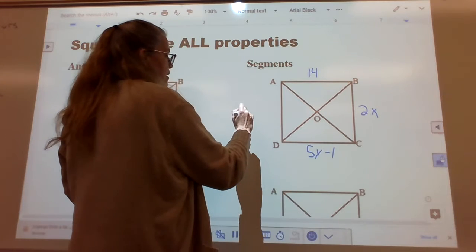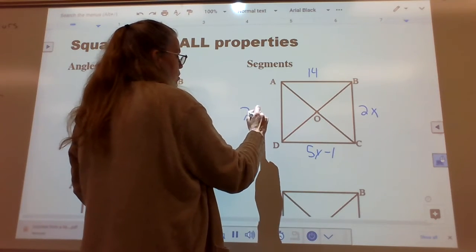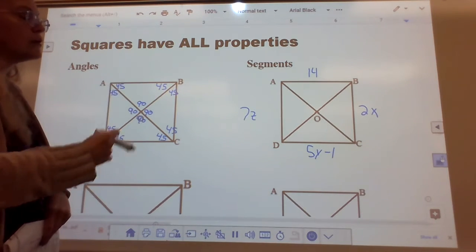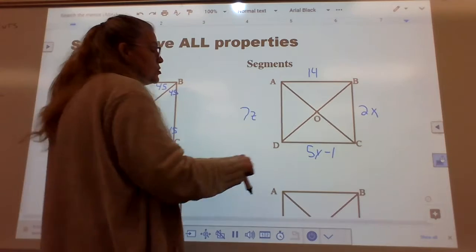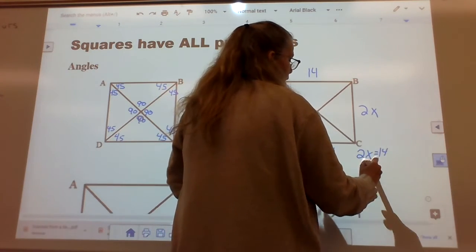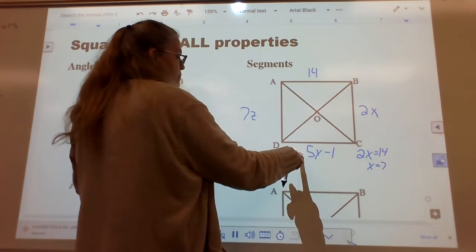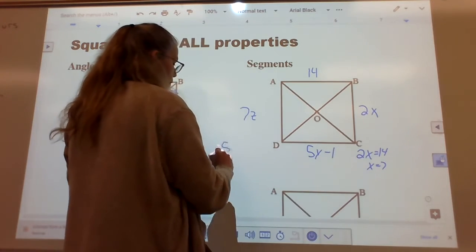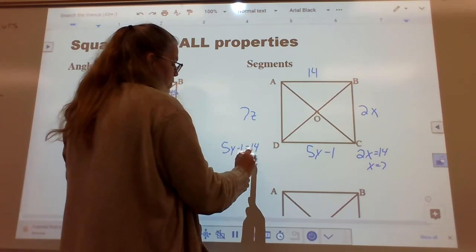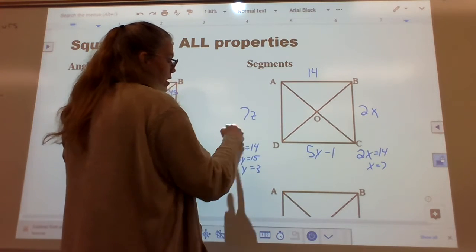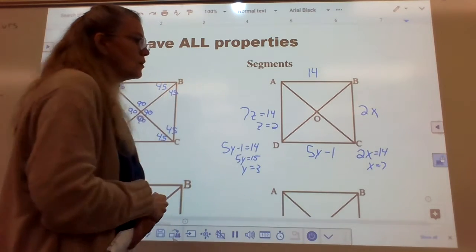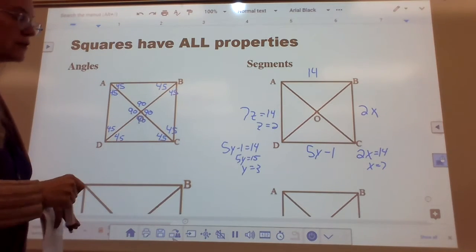5y minus 1, 7z, now let's just make it 7z. Well, on a square, every single side is the same. So I can set 2x equal to 14, x equals 7. I can set 5y minus 1 equal to 14. So 5y equals 15, y equals 3. I can set 7z equal to 14, z equals 2. So every single side will be the same. Every single side.